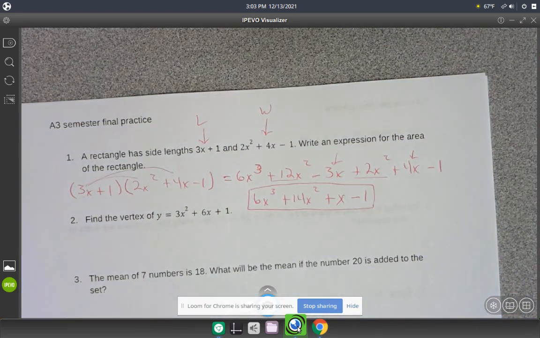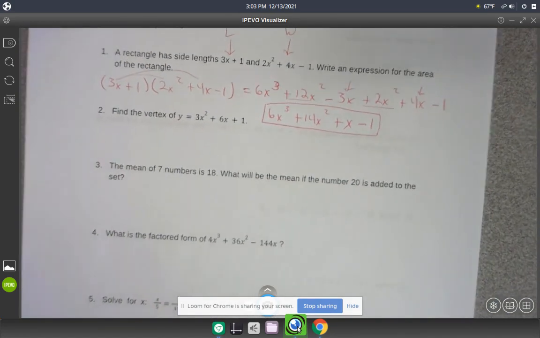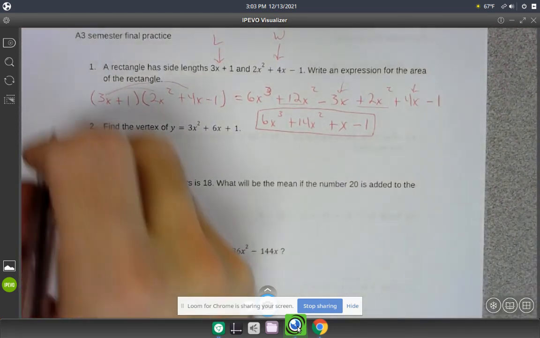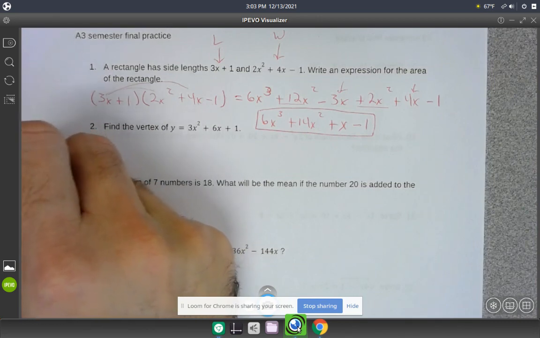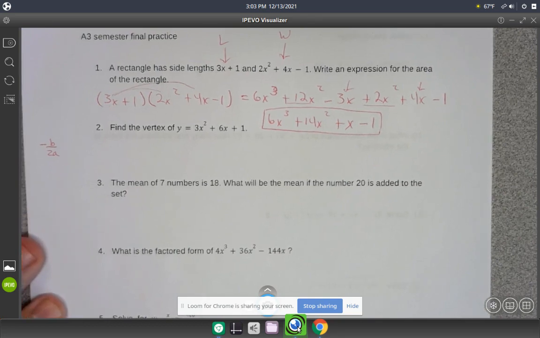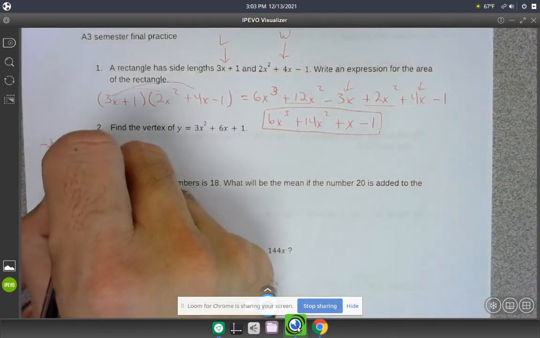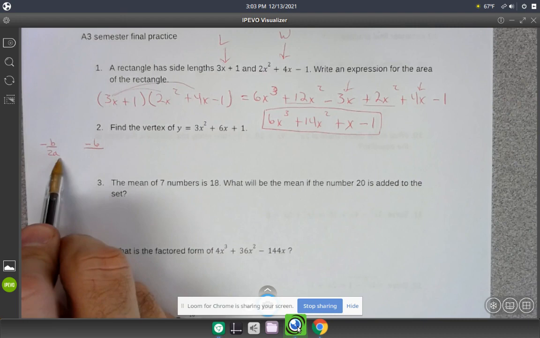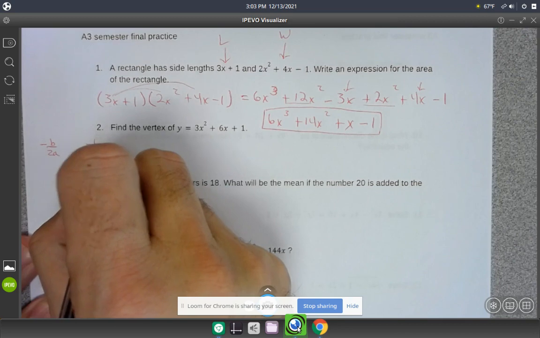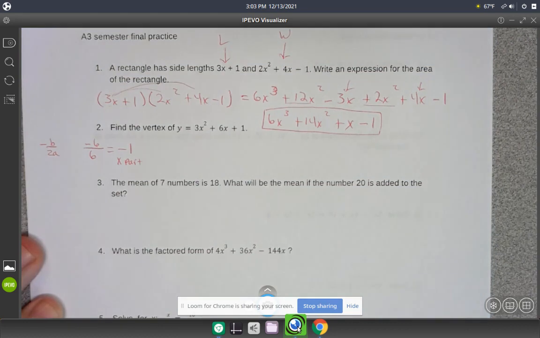Okay. All right, number two, to find the vertex, we've actually got a couple of options. If you're finding it algebraically, you would need to do negative b over 2a, and that's going to give you the x coordinate, just the x part of the vertex. So negative b would be negative 6 over 2 times a, which is 2 times 3, which is 6. So negative 1 is the x coordinate of your vertex.